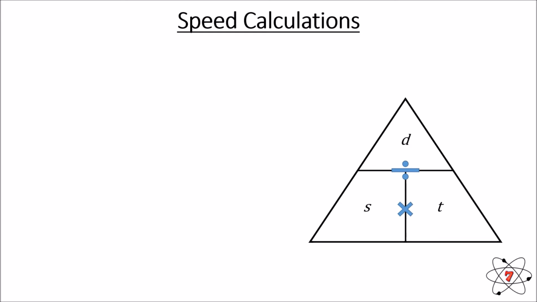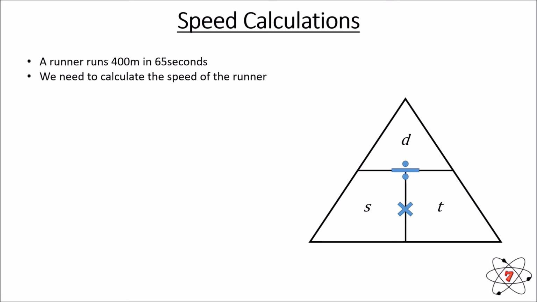So we've got another example here. We're going to be calculating something different. And this time we're going to be looking at a runner who runs 400 meters in 65 seconds, and we need to calculate the speed of this runner. So we've got our information, speed, distance, time, and we need to put our numbers in. We don't know speed, so we put a question mark next to it. We do know distance, it's in the information, 400 meters. We do know time, 65 seconds, again it's in the information.